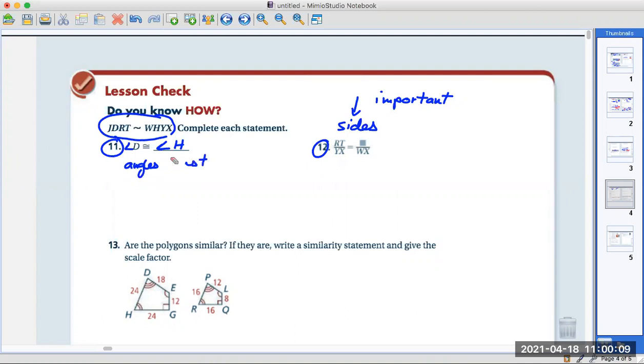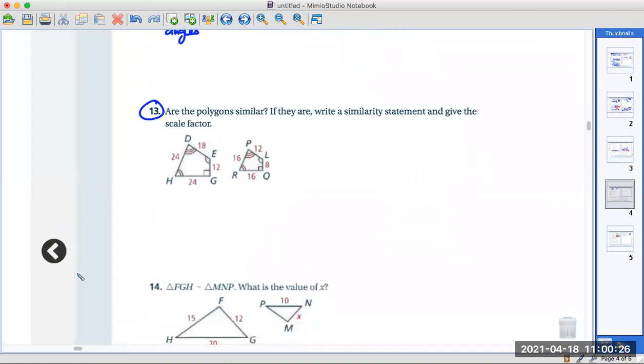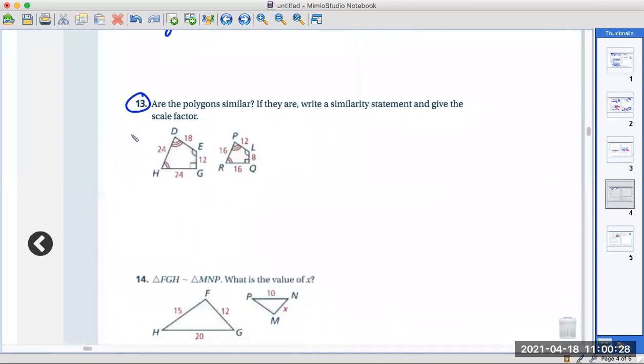I'm not going to write that here because I didn't ask for it. I just want you to know that's the only thing we have to check. Are angles the same? After that, you can forget about the angles. It's all about the sides. Okay, so you're doing 11, 12, then you're going to do 13. Look at our examples in the book. Are these two shapes similar? Now you don't know. You got to check, right?